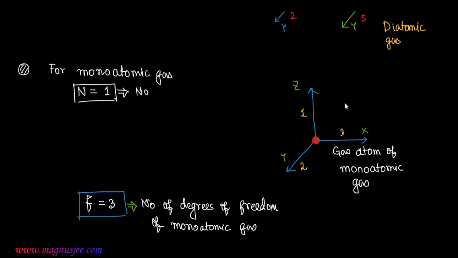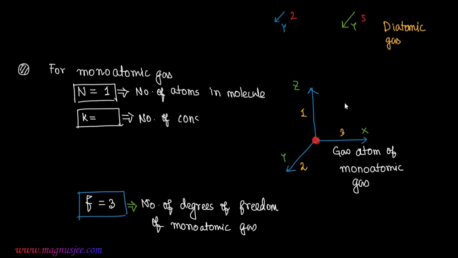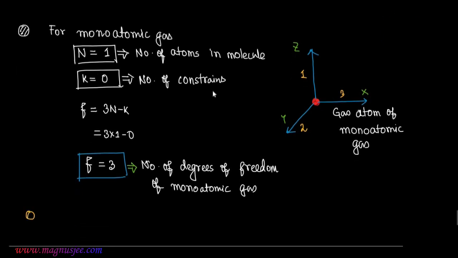The number of atoms in a molecule of monoatomic gas is 1. That's why n equal to 1. And the number of constraints, or number of common relations, will be 0. That's why the number of degrees of freedom F will be equal to 3n minus k, which is 3 into 1 minus 0. That will be equal to 3. That's why the number of degrees of freedom F will be equal to 3.